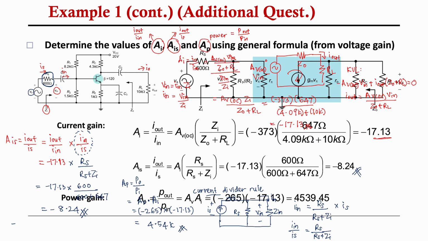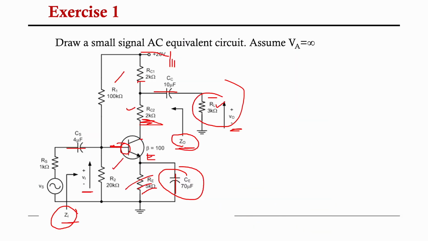Okay, so now let's look at the exercise 1 together. Alright, so for the exercise 1, the question asks to draw a small signal AC equivalent circuit, where we need to assume VA is equals to infinity. So when your VA is equals infinity, do we have R naught? No, right? So there's going to be no R naught for you to consider, because your VA is infinity.